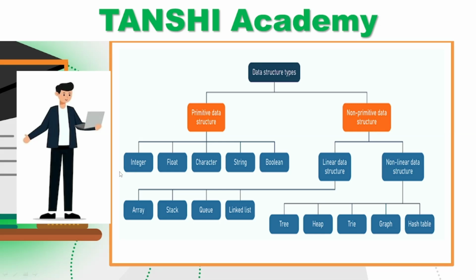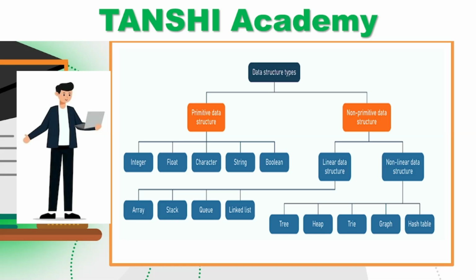For primitive data structures, we have examples: integer, float, character, string, booleans. And for non-primitive data structures, we have linear and non-linear. For linear data structures, we have arrays, stack, queue, and linked list. And for non-linear data structures, we have tree, heap, graph, and hash tables. So this diagram gives us a global view of the different types of data structures.